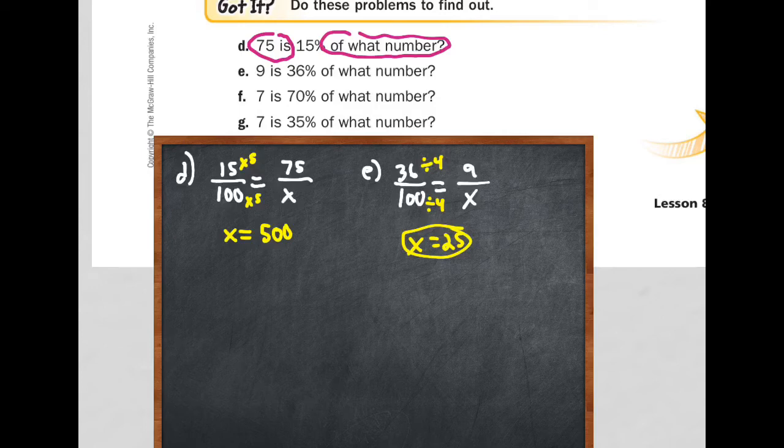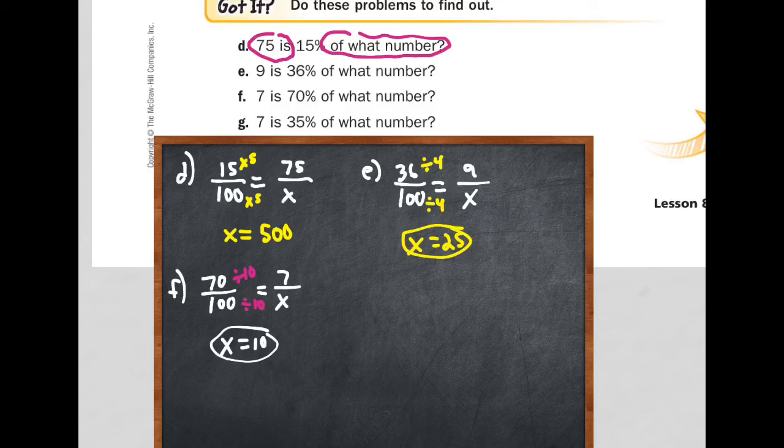All right, let's try F. So in F, 70%, so 70 over 100. And is over of, so 7 is of what number? We don't know. Now in this one, I know 70 divided by 10 is 7. 100 divided by 10 is 10. So x equals 10.